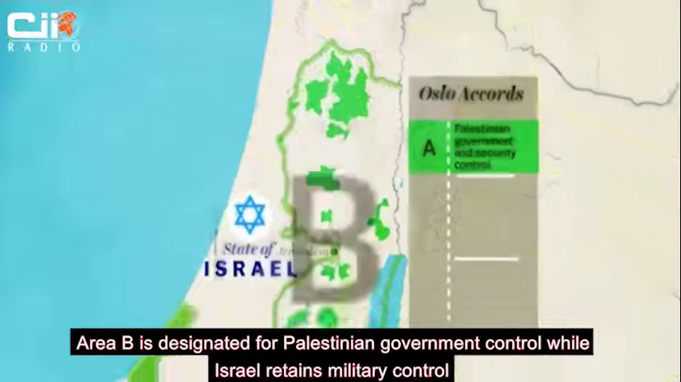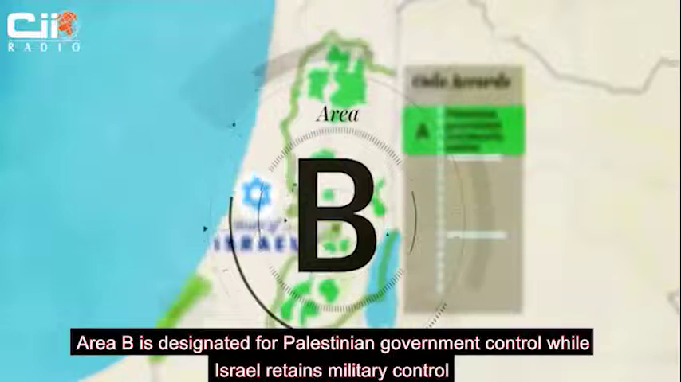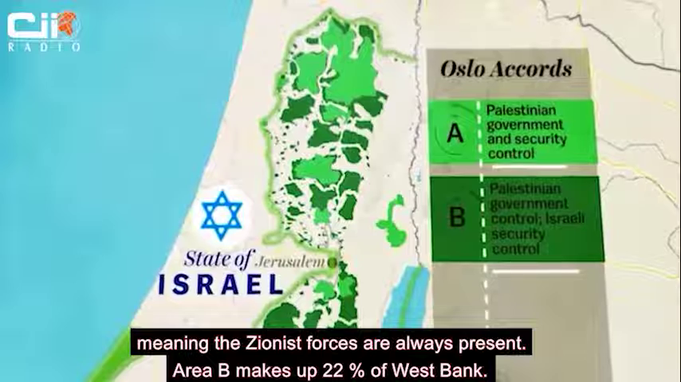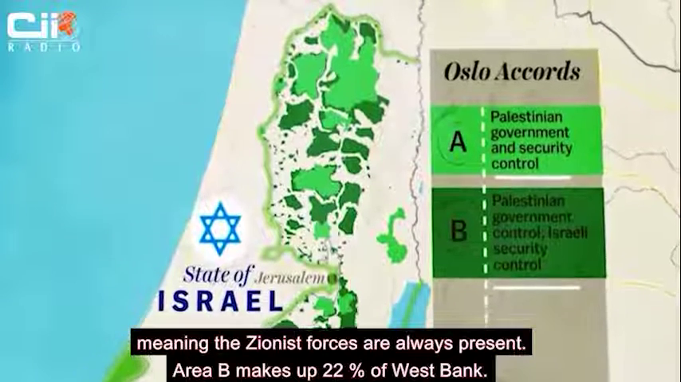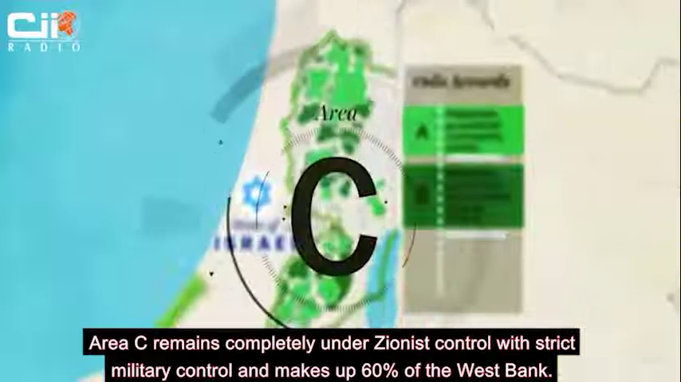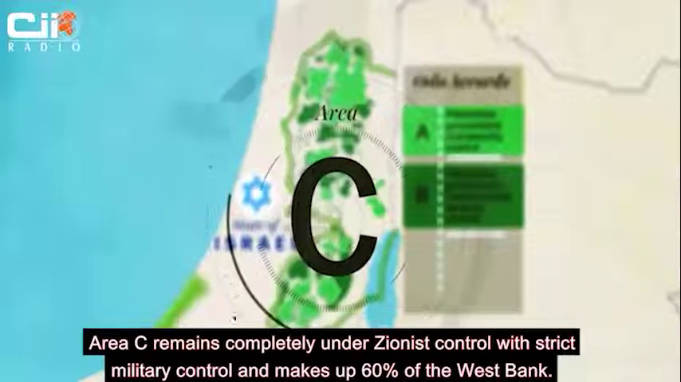Area B is designated for Palestinian government control, while Israel retains military control, meaning the Zionist forces are always present. Area B makes up 22% of the West Bank. Area C remains completely under Zionist control with strict military control and makes up 60% of the West Bank.